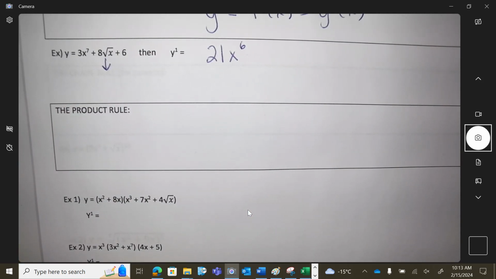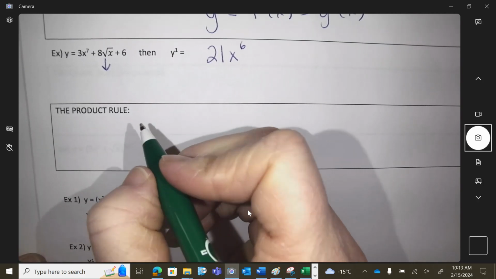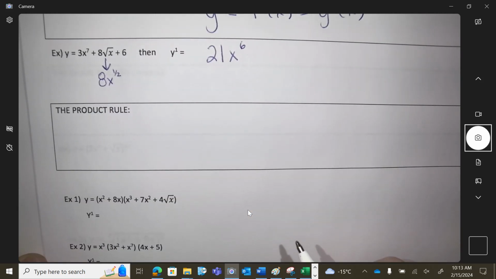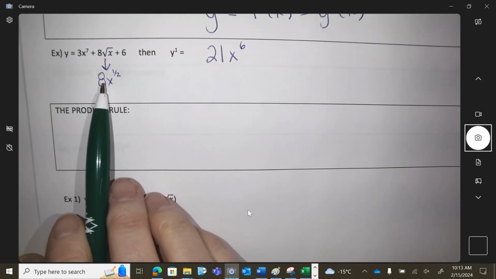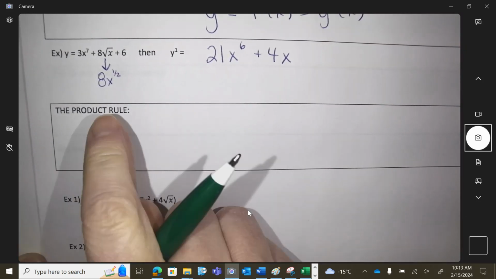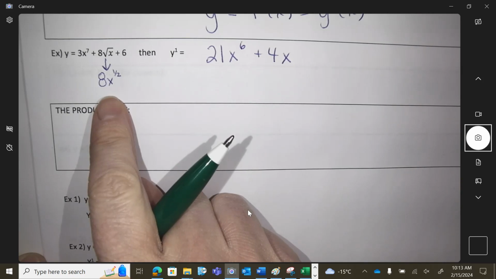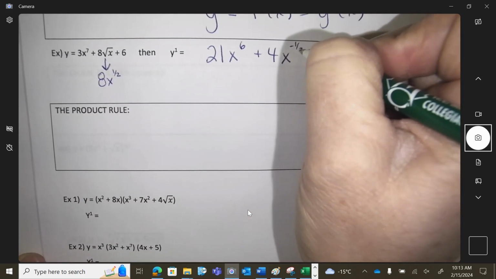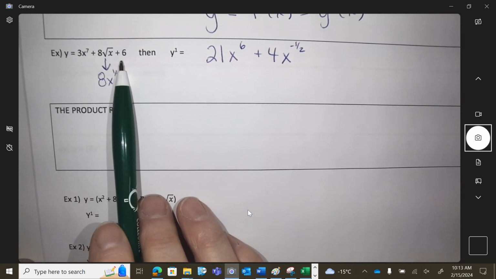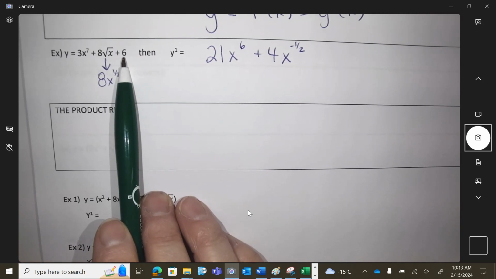Before I derive that, I'm going to rewrite it. How would it look different? Radicals are 1/2 powers. So now if I multiply that, it would make a 4. And then 1 lower, -1/2. And you can leave it like that. Obviously, a different way would be writing 4 over root x. And what's the derivative of a number without x's? Nothing.